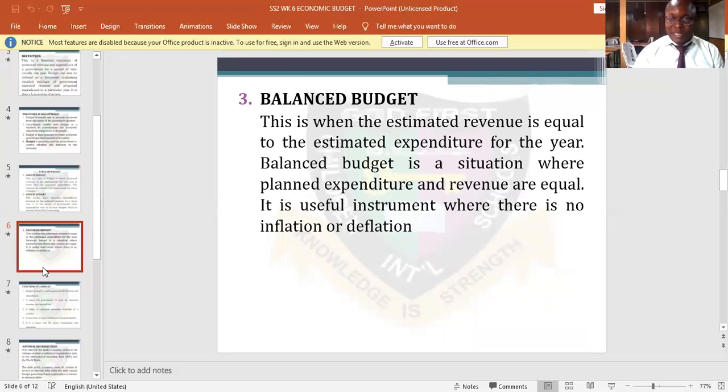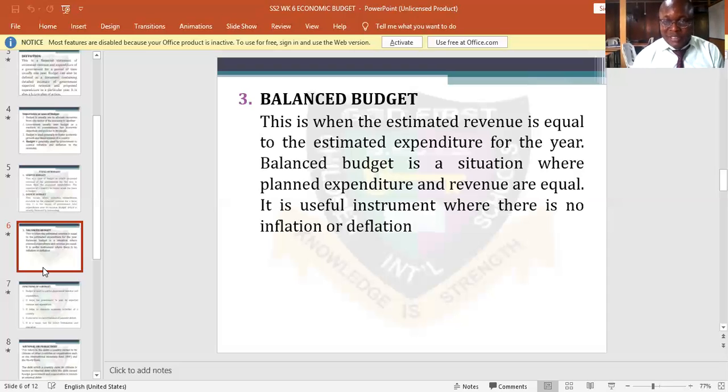Then let us look at the balanced budget. A balanced budget is when the estimated revenue is equal. We have been talking that when revenue is more than expenditure, that is surplus, or when expenditure is more than the income, that is deficit. But when we are talking about balanced budget, this is when the estimated revenue is equal to the estimated expenditure. So it's equal. The government revenue is 500 million naira, and they are able to spend 500 million. That is balanced budget.